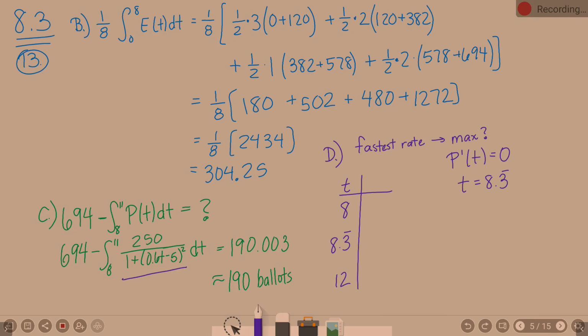Now, to find the points we need to test, you're plugging them into P. Okay? Because we're not plugging them into the derivative, because like 8.3, that's just going to give me 0. You're plugging them into the original, the rate function. So the function that finds how many ballots are being counted. Okay?